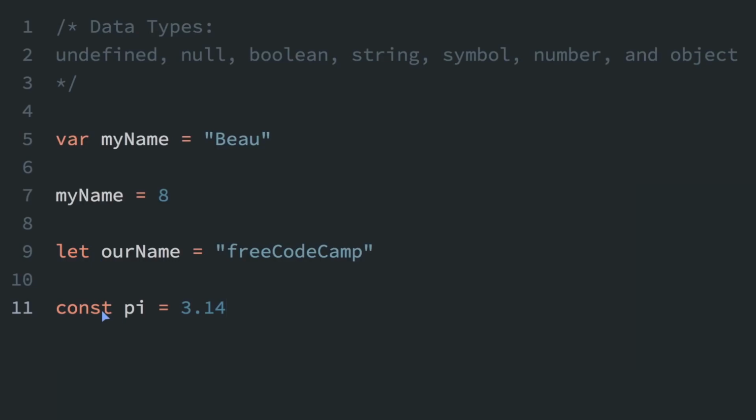Const is a variable that should never change. It can never change. So like right up here, I declared my name, but then we changed it here. So it started out to be Bo, and we changed it to 8. A const, you can never change it. If you do try to change it, you'll get an error. Okay, that's all for now, but like I said, we'll be talking more about the different types of variables later.